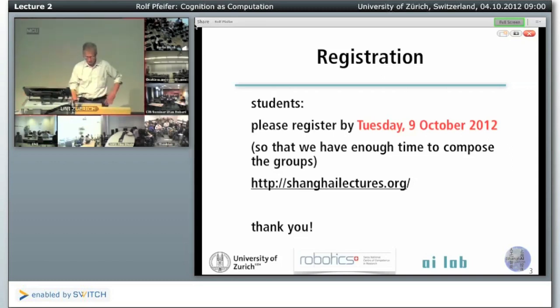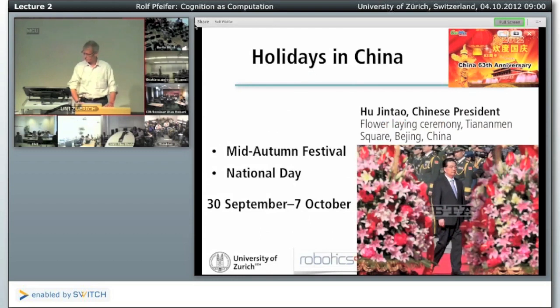I think we have Xi'an in China not participating because there are holidays. There's the Mid-Autumn Festival, which is a national holiday. So this is a big celebration in China. Okay, well, we wish them all the best for their national holiday.